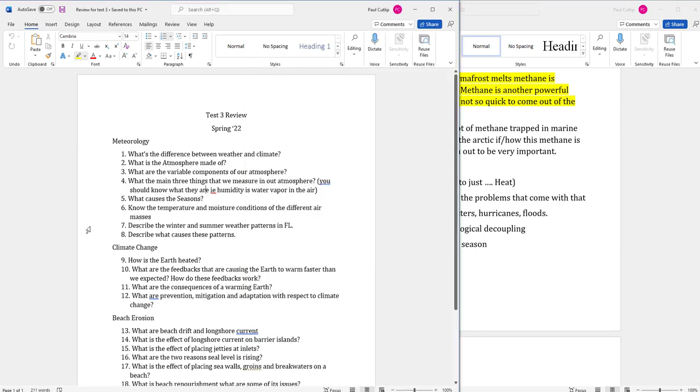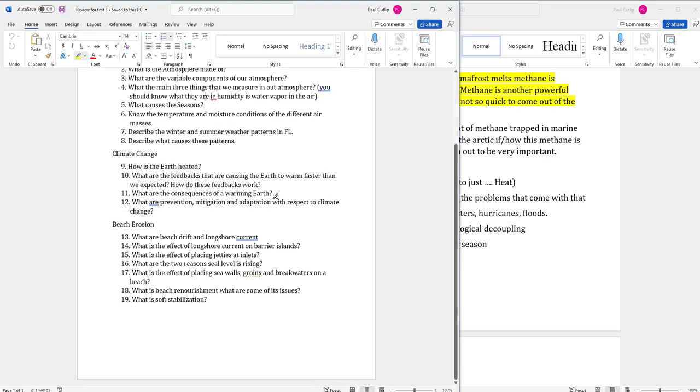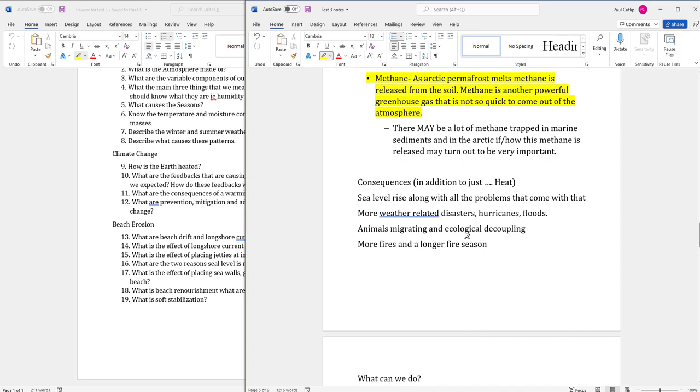And then, okay. Feedbacks and then consequences of a warming Earth, other than just heat, right? So here we go. Here they are. I brought them down for you, and I'm going to go and highlight consequences here. Sea level rise, something we have to deal directly with here in Florida.